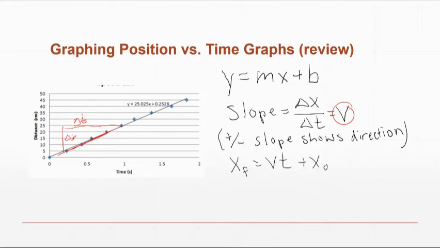Now if I have a positive slope or a negative slope in velocity, that shows us our direction. And then also if I have a steep slope, it means I'm going fast. And if I have a shallow slope, it means that I'm going pretty slow.